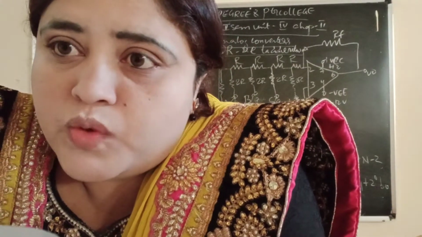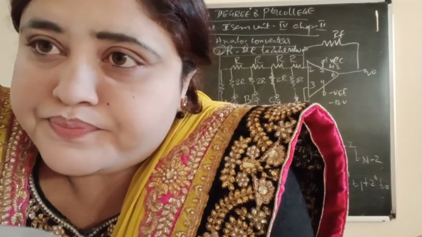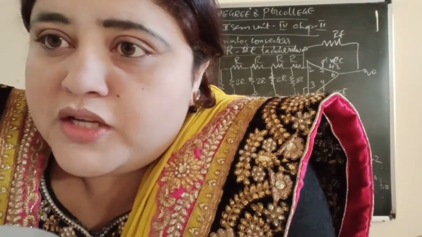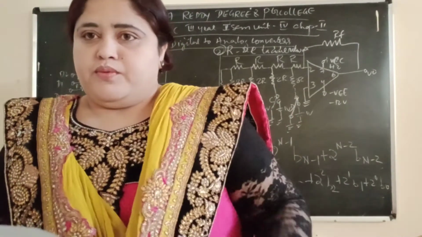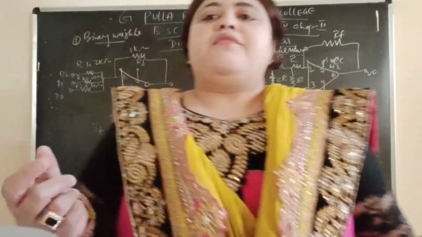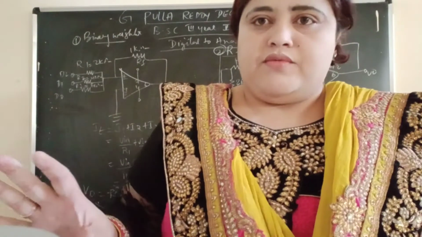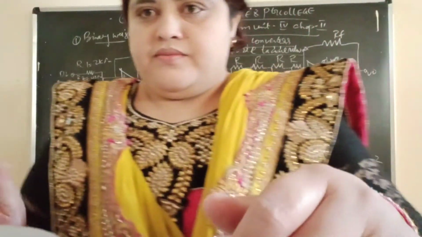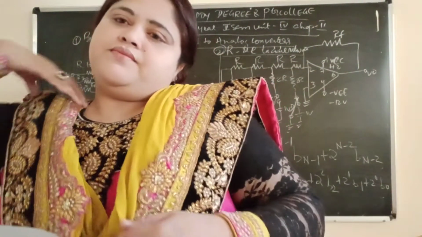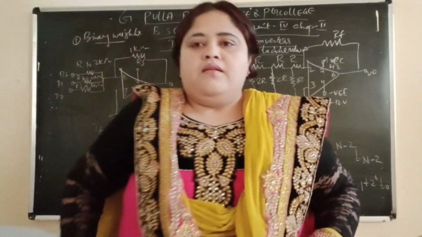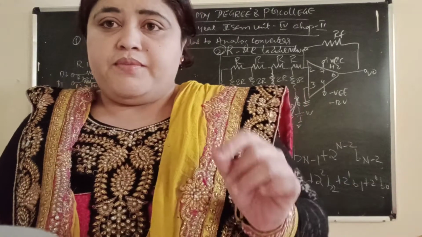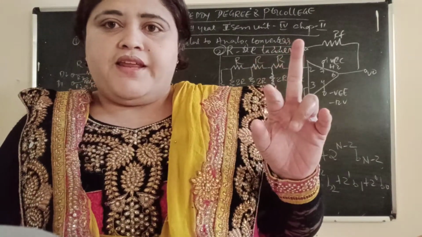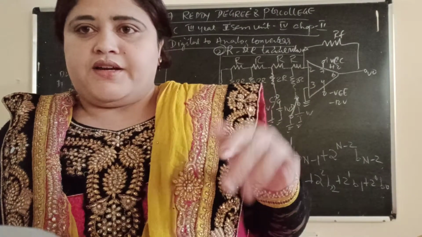Next we go to the multiplying type. Multiplying type means it is a combination of both reference input and variable input. One will be fixed, 5 volts, and the other will be variable, changing. Now, the multiplying type D2A converter has two methods: binary weighted and R to 2R ladder network method.